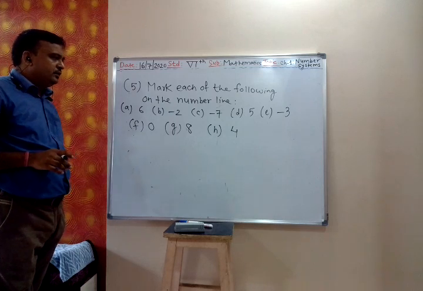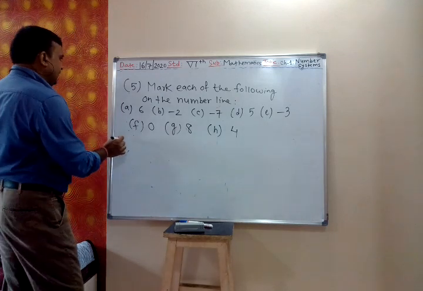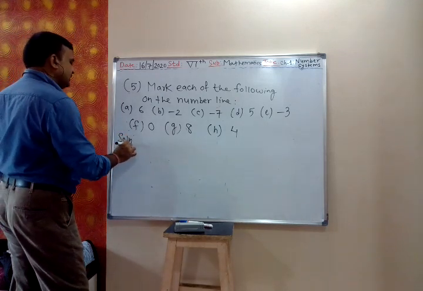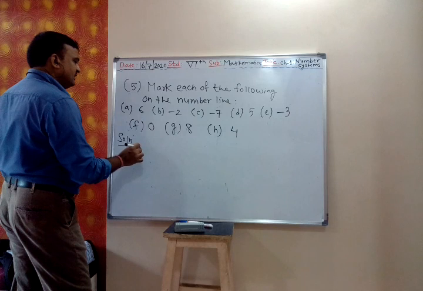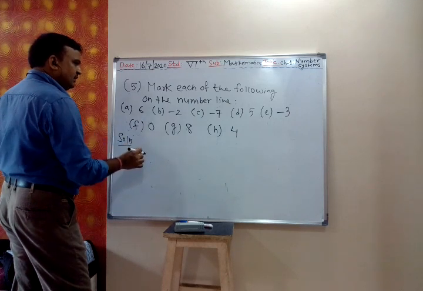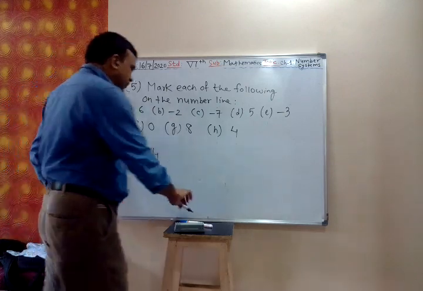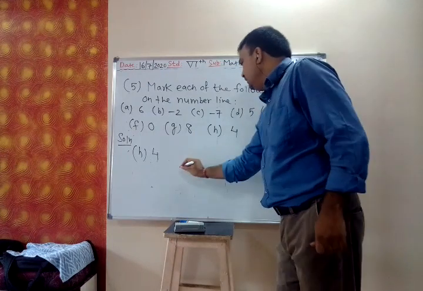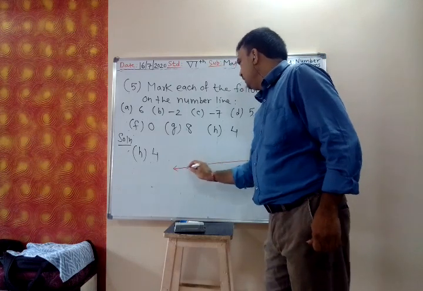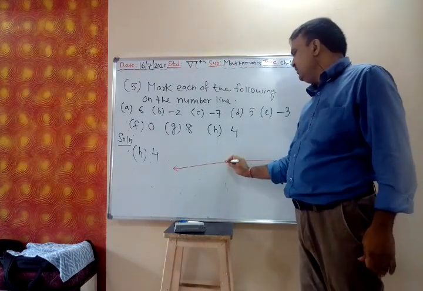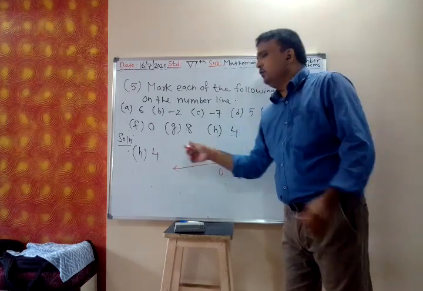Which one? H4. Let me solve H4. Now how do we plot this number 4 on the number line? Let me explain. 0 you can directly write, no? This is my 0. Then we want +4. Where will be +4?